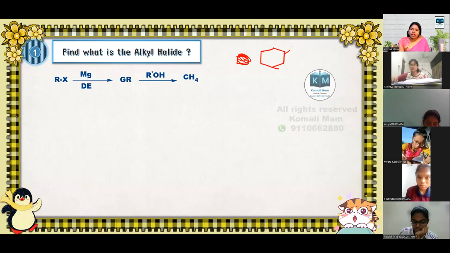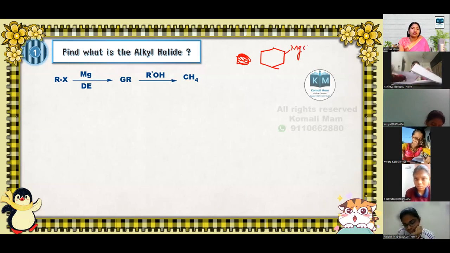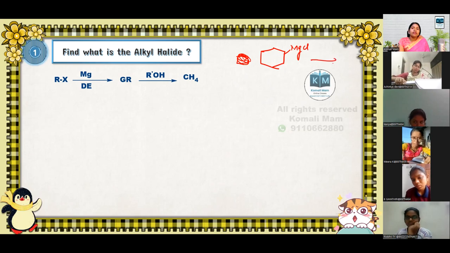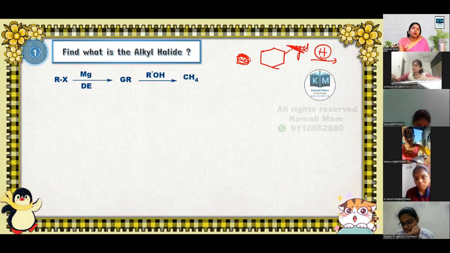So for example, here MgCl is there, or MgBr, MgI, anything you take. If this particular compound has acidic hydrogen, it means remove this group and put a hydrogen here. That is what I want to tell you. Last example or any example. Fine, clear? That practice sheet is clear. Find what is the alkyl halide. In this, what is the alkyl halide?